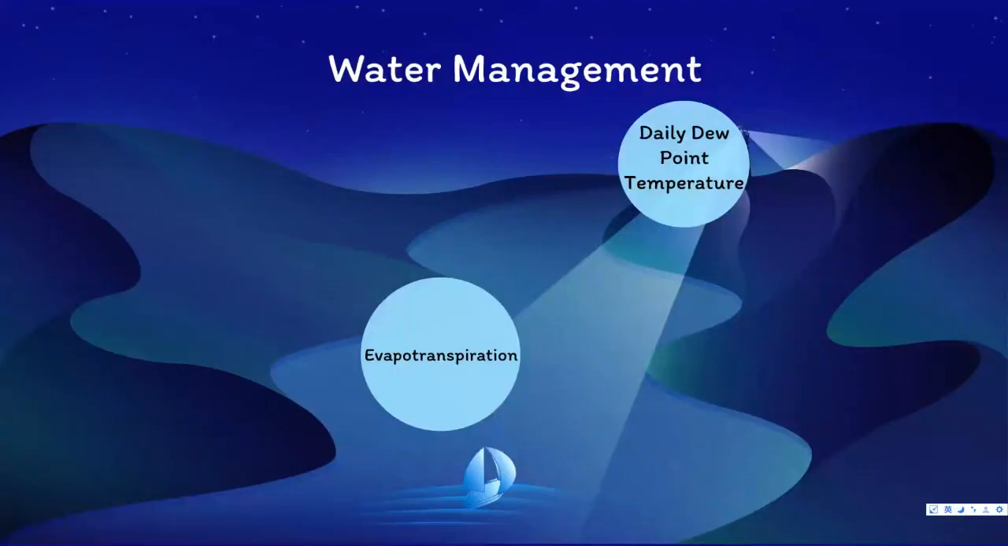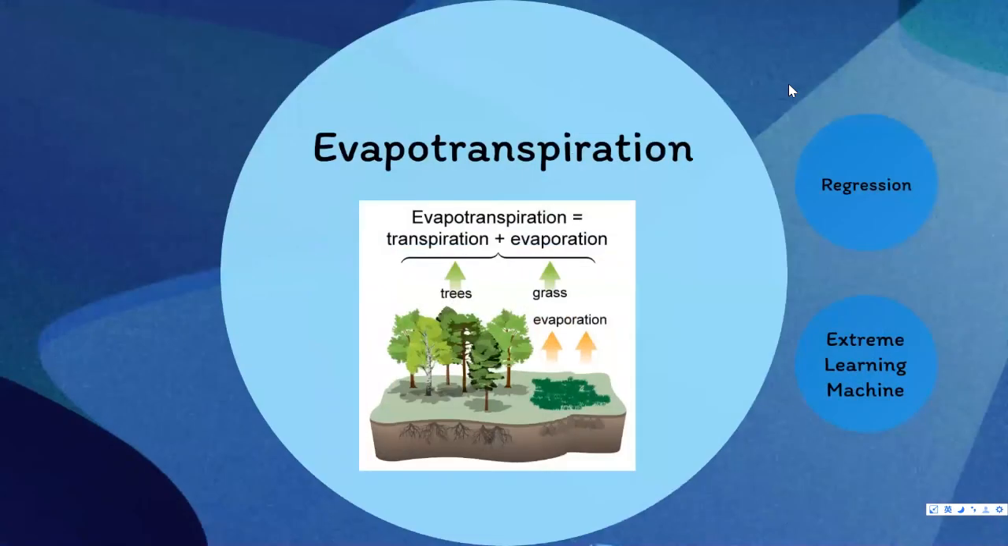Now, I'm going to talk about water management. Water management is important in maintaining soil, water, and climate balance in agriculture. There are two components involved in water management. The first one is evapotranspiration. Evapotranspiration is the process of combining evaporation and transpiration. The accuracy of evapotranspiration estimation is vital in managing resources and designing irrigation systems.